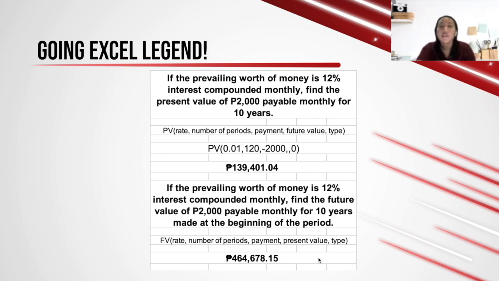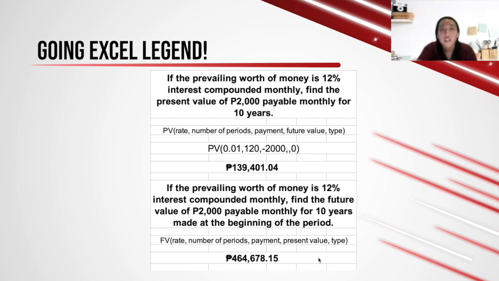So we can finally solve through Excel our problems about annuity earlier. The problem is: if the prevailing worth of money is 12% interest compounded monthly, find the present value of 2,000 pesos payable monthly for 10 years. So we're looking for the present value, and you basically just have to input equals PV into the formula bar and fill in the variables.